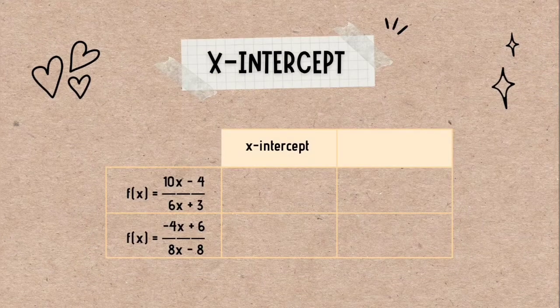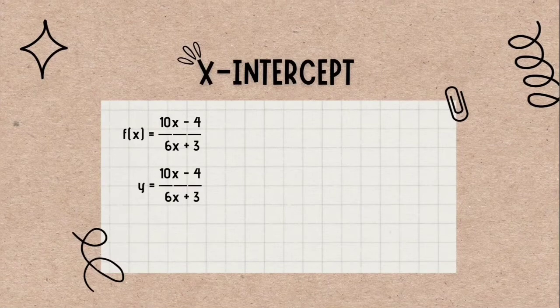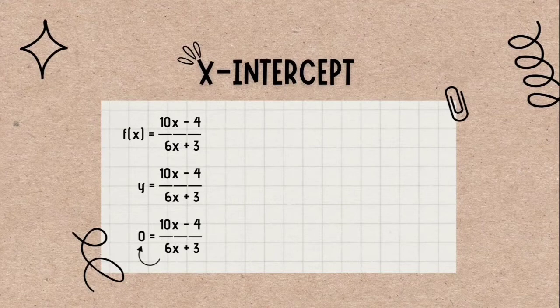So, let's start with the first example. F of x equals 10x minus 4 over 6x plus 3. So, gawin nating y ang x at gawin nating 0 ang y. So, i-times natin ang denominator sa 0. 0 times 6x plus 3, automatic 0. 0 equals 10x minus 4.